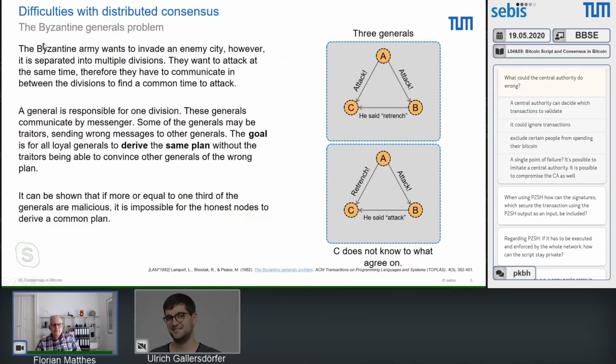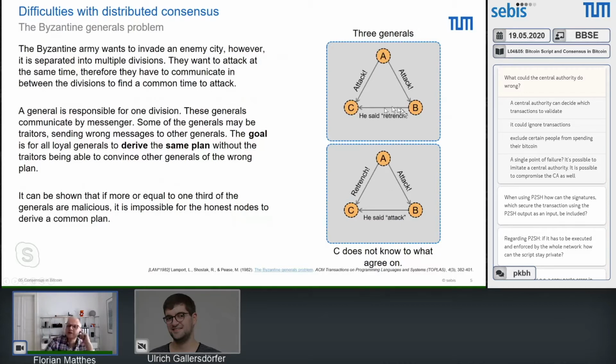So let's look through the history. The idea is you have an army, the Byzantine army, which wants to invade the enemy city. They are around the city and it's distributed. So it's not one place and one ruler who says now attack, but it's distributed and there are messengers which move between the different areas where the different generals exist. So it's multiple generals. Here's a general, here's a general, here's a general. In the middle is the city that should be attacked. And then we have a messenger, which more or less sends messages around.